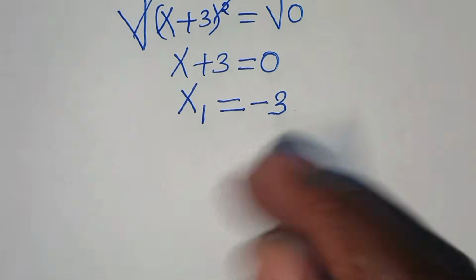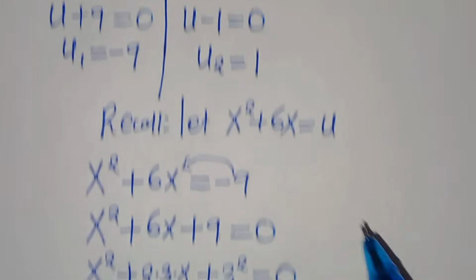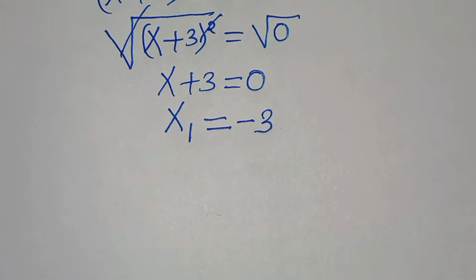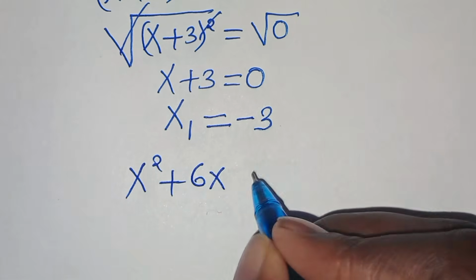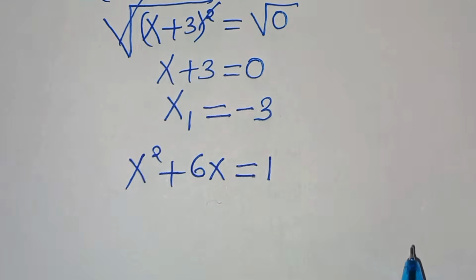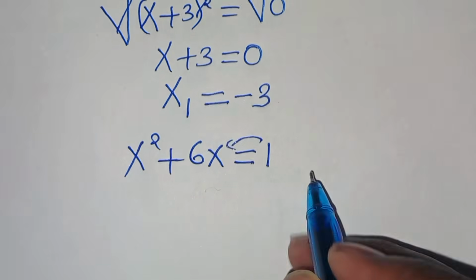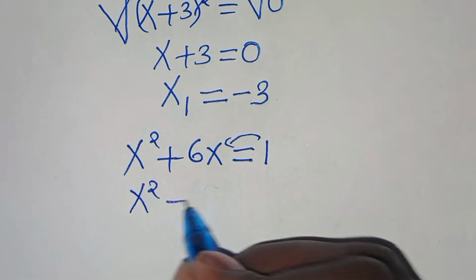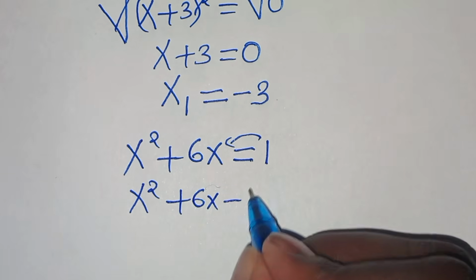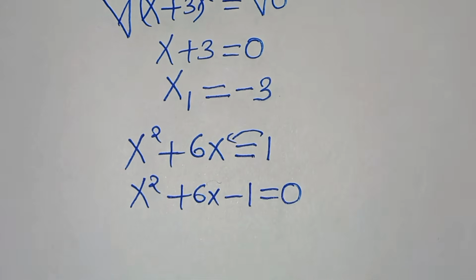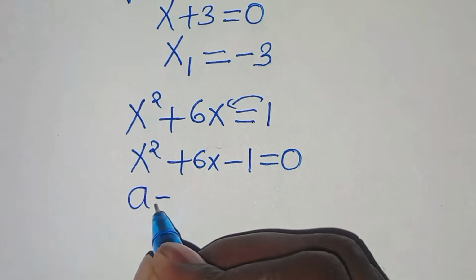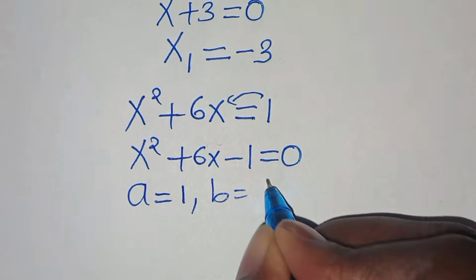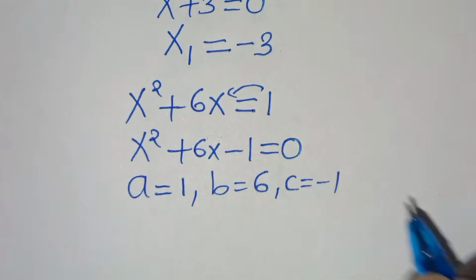Now, we have again u2 is equal to 1. And this means that we have x to the power of 2 plus 6x equal to 1. So let's take 1 on the left hand side so that we have x to the power of 2 plus 6x minus 1 equal to 0. So this is a quadratic equation where we have a is equal to 1, b is equal to 6, and c is equal to minus 1.